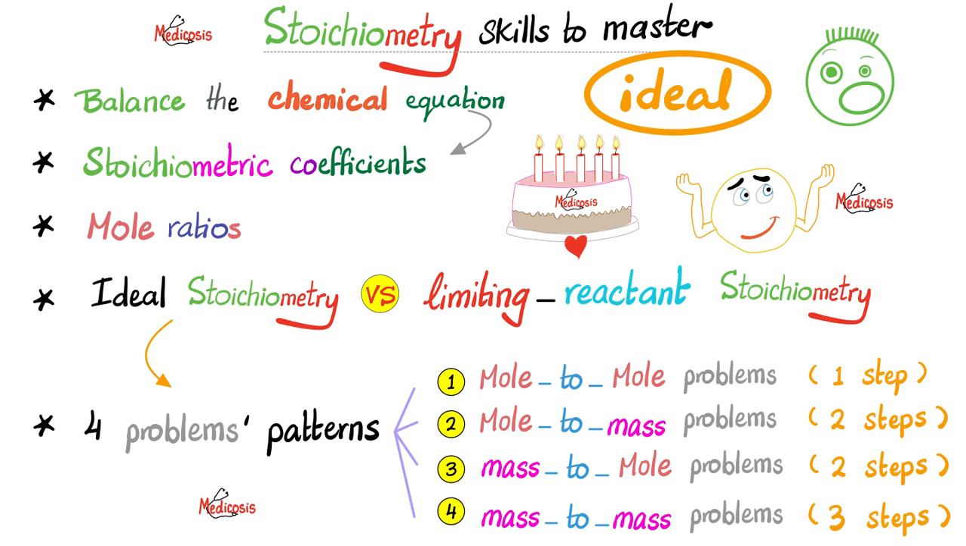If it's not balanced, you're toast. Make sure that you have all the coefficients that you need. Figure out how to create a mole ratio between any two items. Could be between a reactant and another reactant, or between a reactant and a product, or between a product and another product. Ideal stoichiometry problems come in only 4 flavors: mole to mole, mole to mass, mass to mole, and mass to mass problems. The first one takes 1 step to answer. The second and the third each takes 2 steps to answer, and the last one is the most horrible, takes 3 steps to solve. Refer to my video titled Ideal Stoichiometry to learn more.